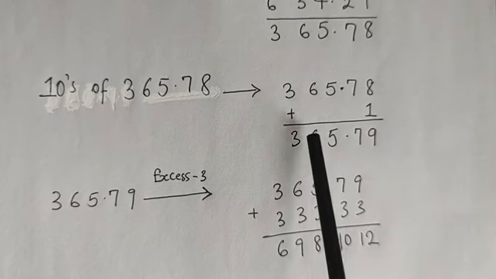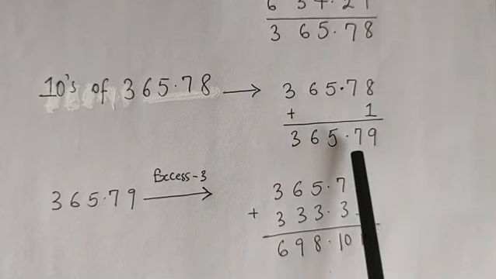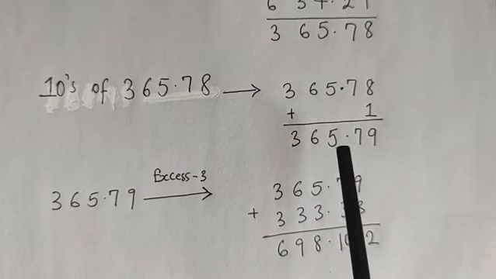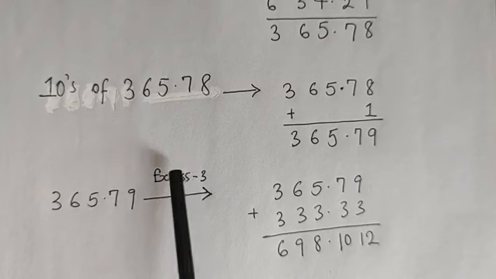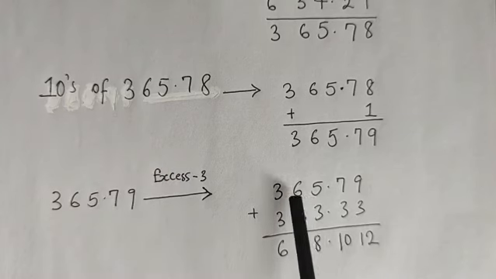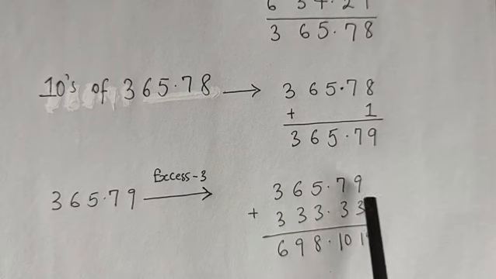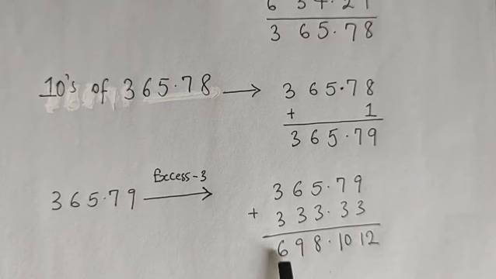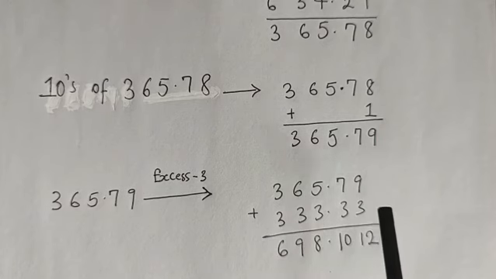Then the next thing we need to do after obtaining this result is to convert it to excess 3 code. Now let's get the excess 3 code for this result. What we're going to do is add 3 to each and every digit in this number. So we're going to have 3 plus 3, 6, 6 plus 3, 9, 5 plus 3, 8, dot, 7 plus 3, 10, and 9 plus 3, 12.